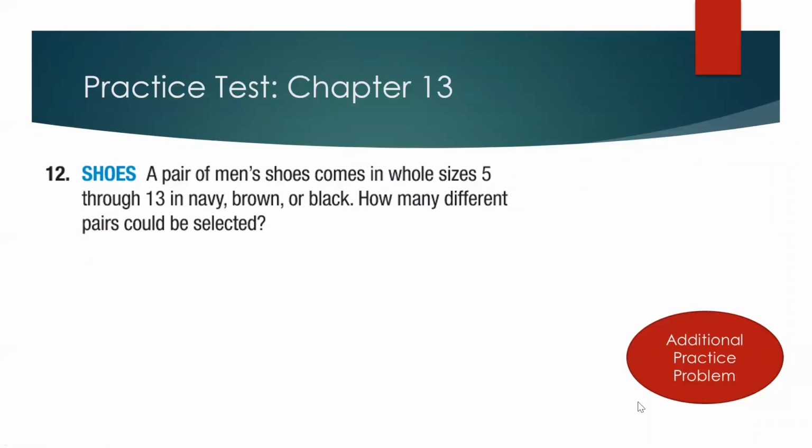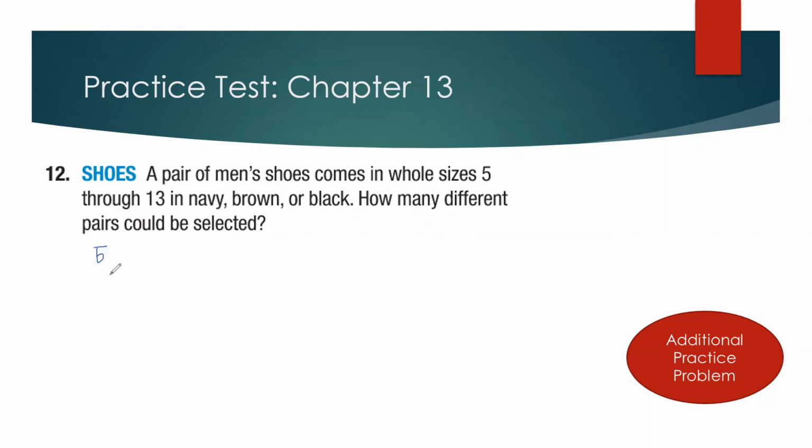Here it says a pair of men's shoes comes in all sizes, 5 through 13, in navy, brown, or black. How many different pairs could be selected? This is an additional practice problem, and you will have one similar to this on your test. We can use an organized list or a tree diagram to create the sample space here.